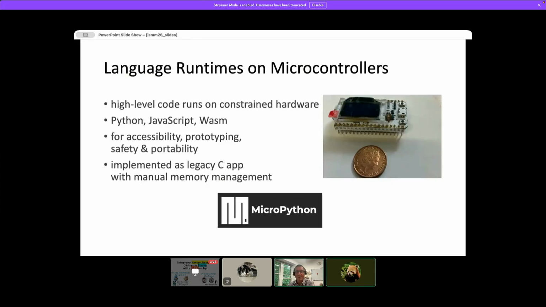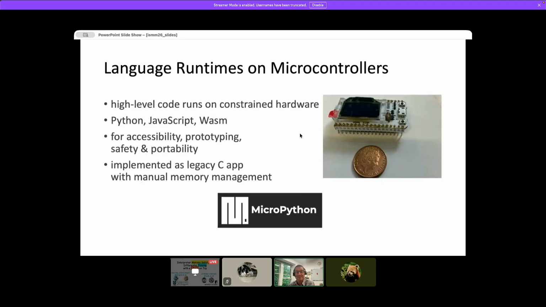Yes, you might be thinking, why on earth do people have high-level language runtimes on microcontrollers? And here's an ESP microcontroller here. I remember whenever I used to go to electronics classes and people would put up pictures of circuit boards, they always put a coin next to them. I think it was to show the relative scale of their circuit boards. But actually, these microcontrollers these days can be bought for pennies.